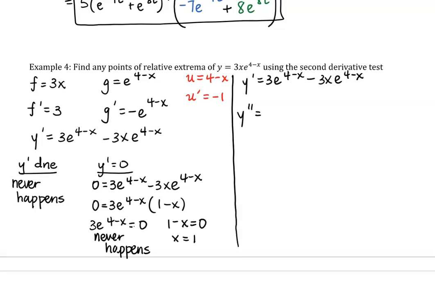So for the derivative, I'm going to leave some more space in here, y double prime. For the derivative of the first term, this 3e to the 4 minus x, we know that the constant of 3 will stay in front. To take the derivative of e to the 4 minus x, our u will be 4 minus x, everything that's in the exponent of e, and our u prime will be negative 1. So that derivative will be u prime e to the u. So u prime is going to give us a negative in the front, and then the e to the u will just be e raised to the 4 minus x.